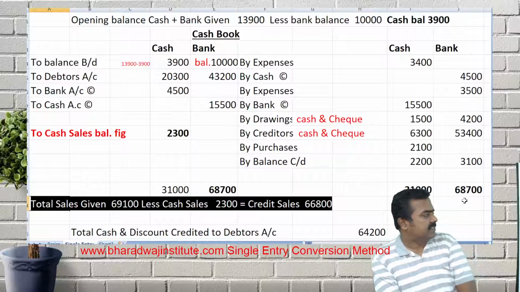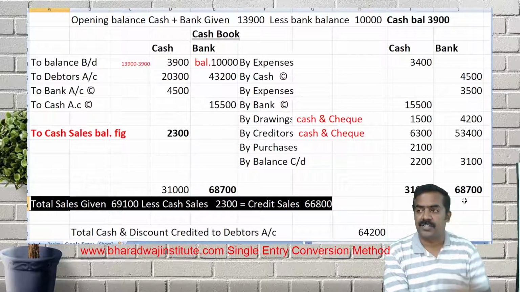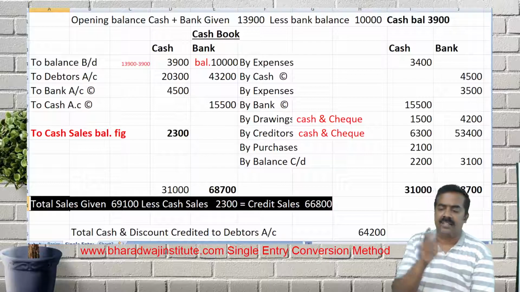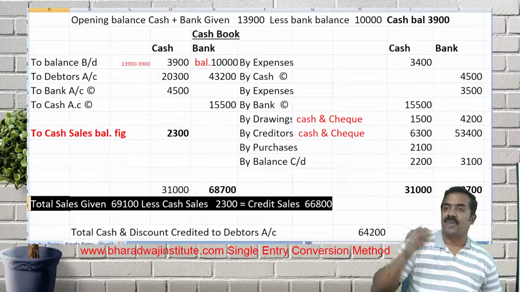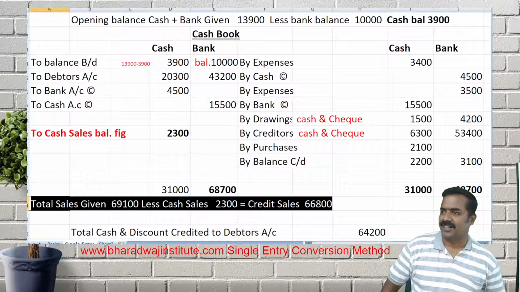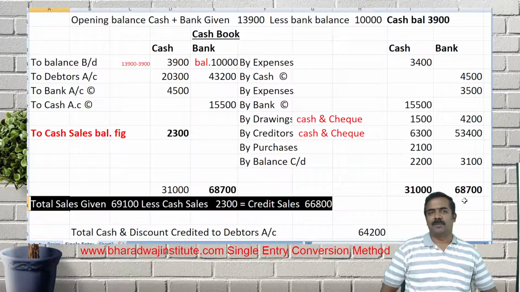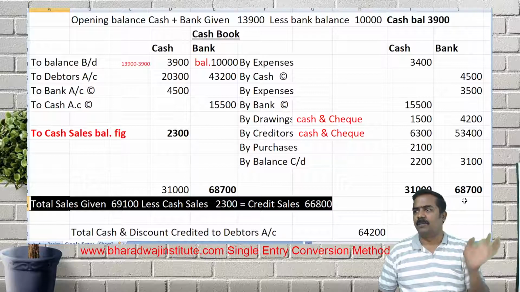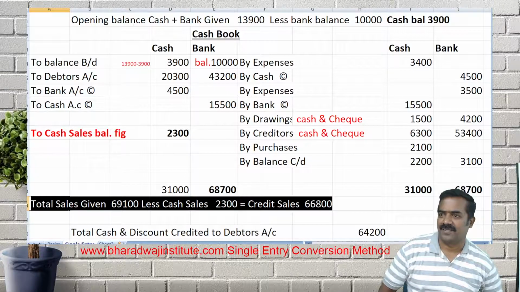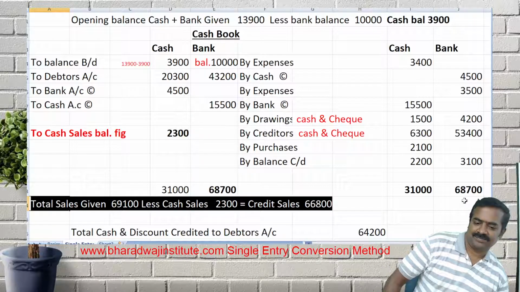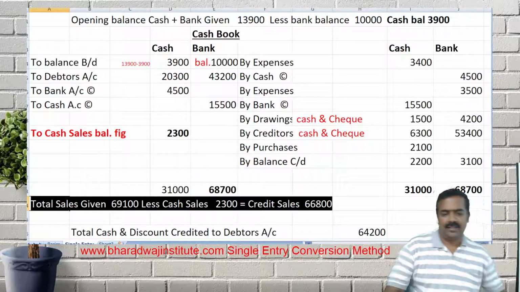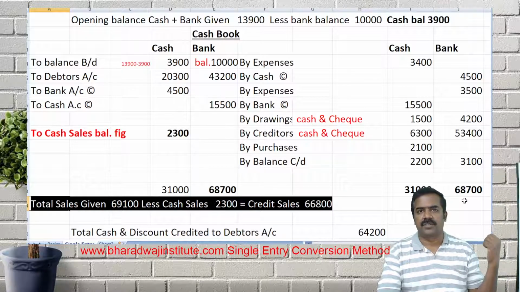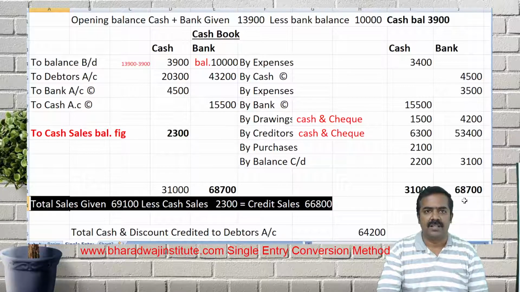Total sales given 69,100. Cash sales we worked out 2,300. Balance is which sales? Credit sales. Now we can move to which account? Debtors account. So, preparing the debtors account, we know credit sales, collection, etc. Opening balance we can find as a balancing figure. Total sales less cash sales 2,300, the balance sales is credit sales.